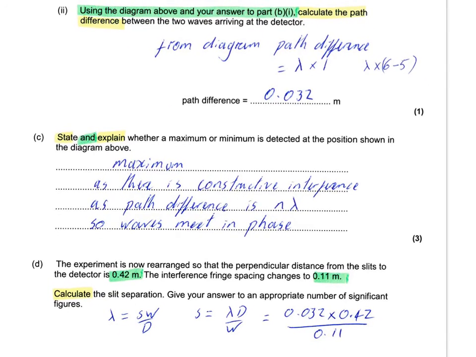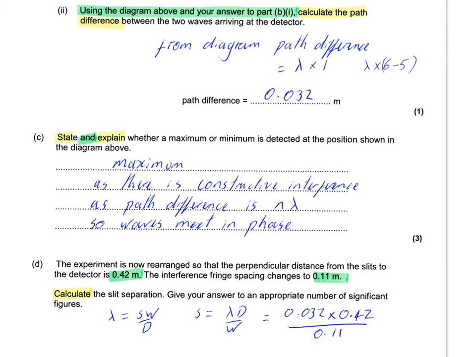State and explain whether or not we're going to get a maximum or a minimum at that position shown. It's going to be a maximum because we've got constructive interference, because the path difference is n lambda, and so the waves meet in phase. So really I'd probably answer it by starting here. Because the path difference is a whole number of wavelengths times lambda, the waves will meet in phase. That means there's going to be constructive interference, and so a maximum.